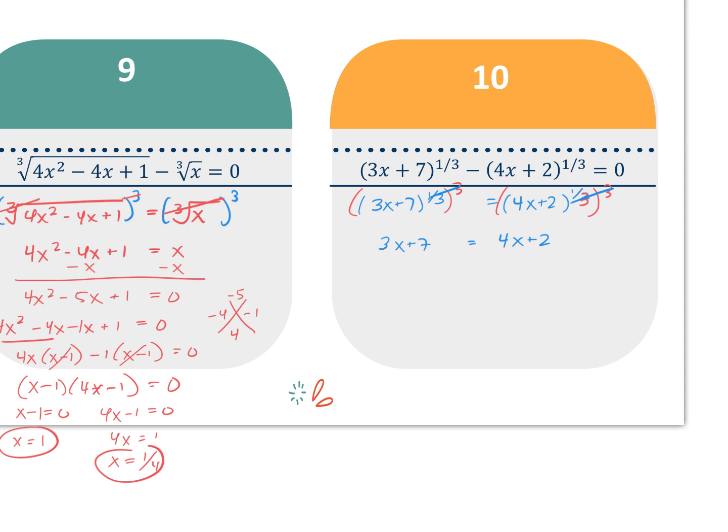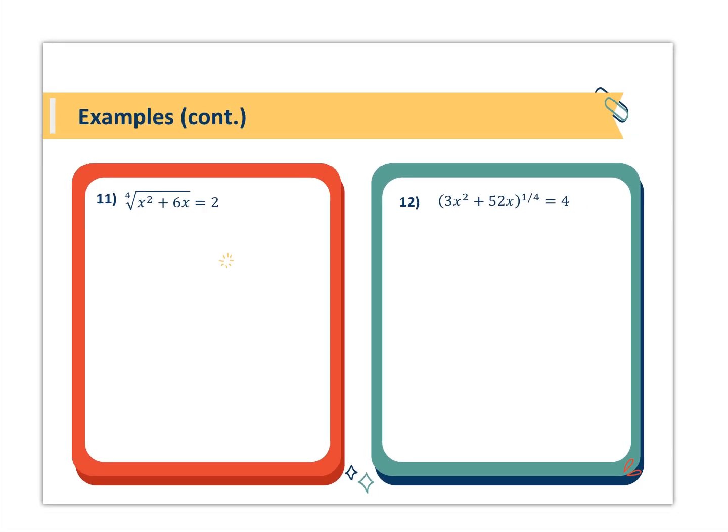So this is a linear equation, I don't have any squares, so this is an easy one to solve. Move the x over to the left, and I'll get negative x plus 7 equals 2. I'll subtract 7 from both sides, and I'll get negative x equals negative 5, which means x equals positive 5. And again, it's a valid solution, no extraneous solutions here. A couple more problems here.